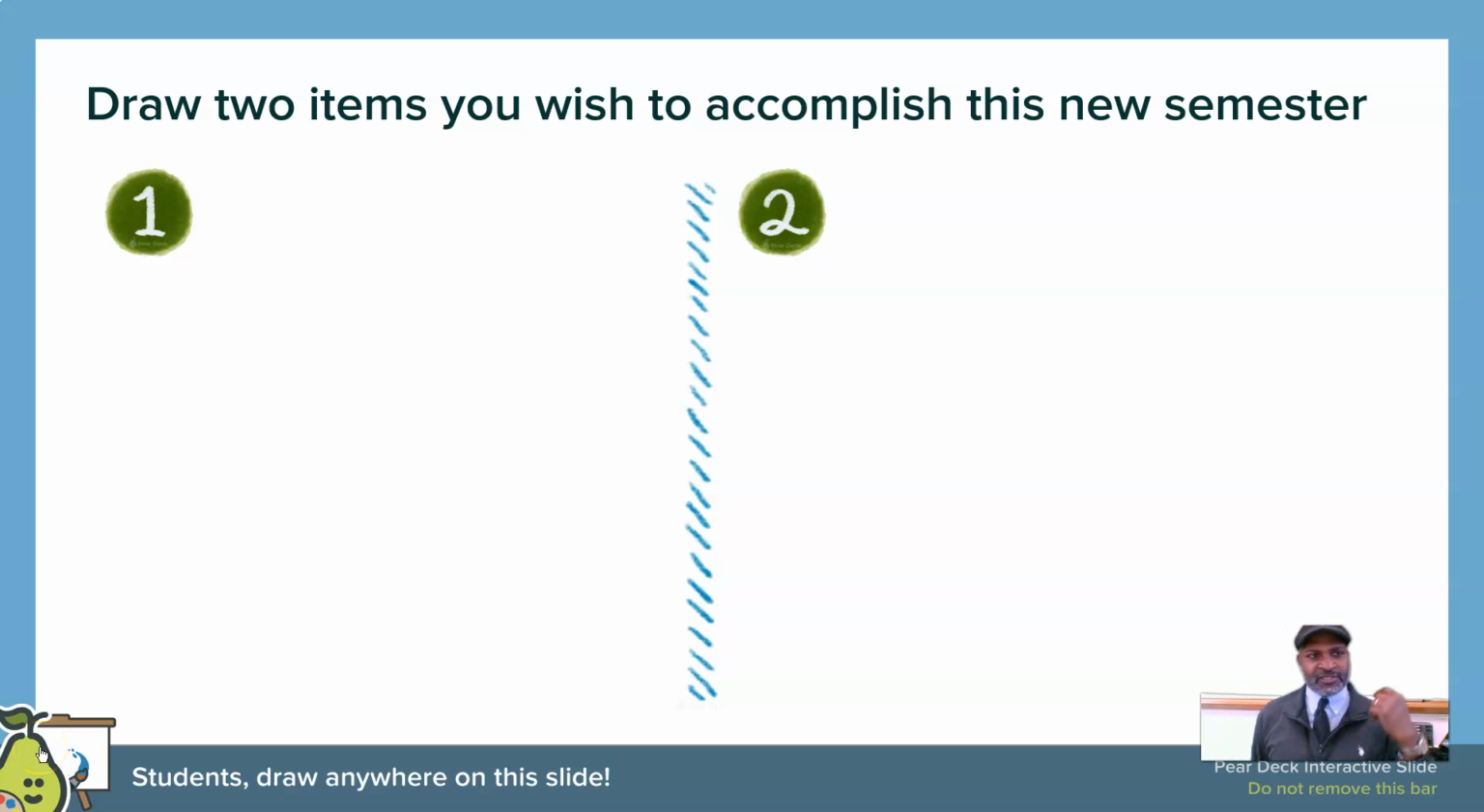Okay, this lesson starts with just draw 2 things you wish to accomplish in this new semester. So if you're doing this on paper, just draw 2 things you wish to accomplish. You can either draw them or you can write them.